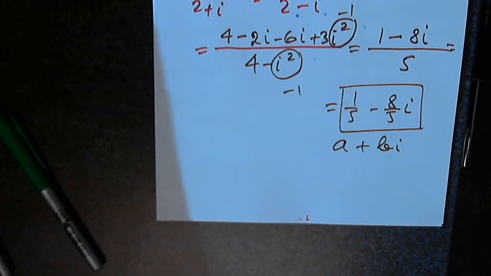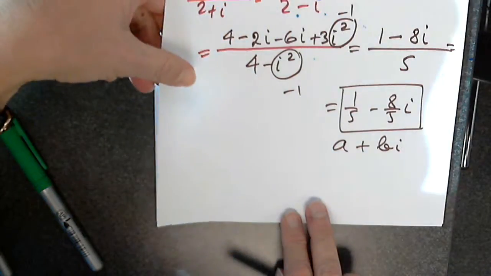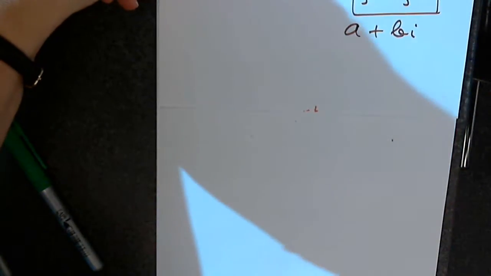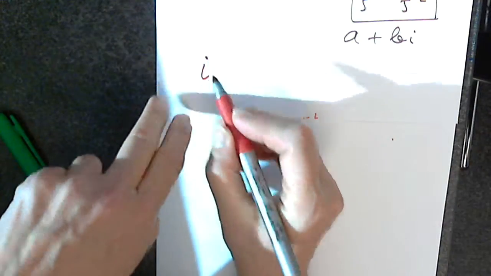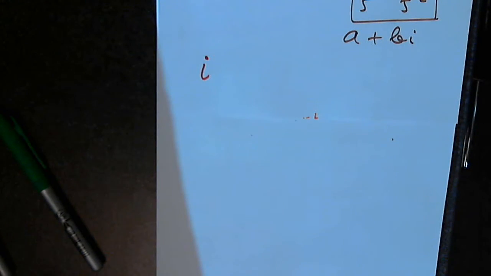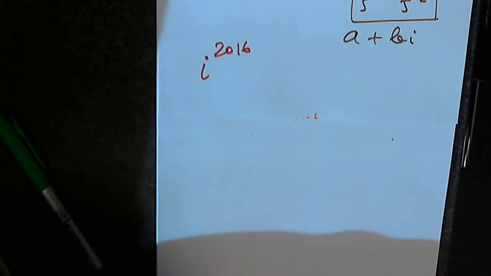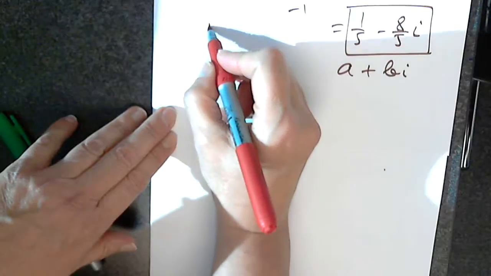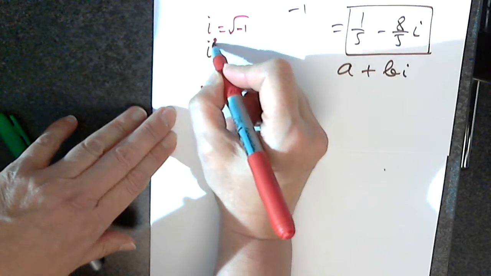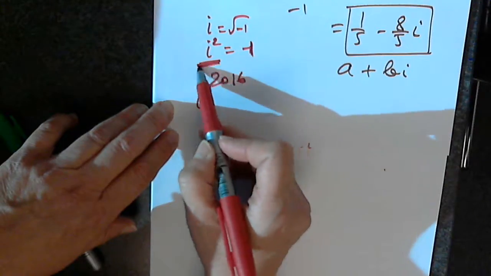I have 4 more minutes, and I would like to show you powers of i. Give me a power of i, any power you can think of. Which one? What about 2016? Okay? Remember, I only have two things. I only know that i is the square root of negative 1, and I know that i squared is negative 1, that's it. That's all I have, basically.